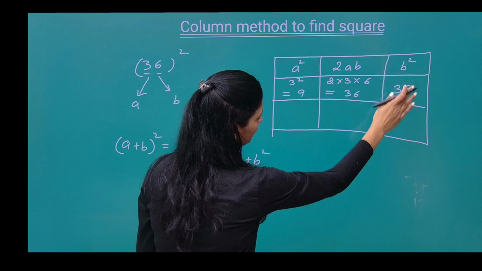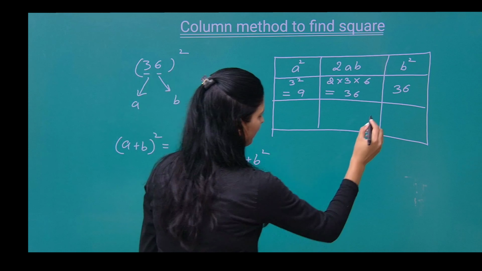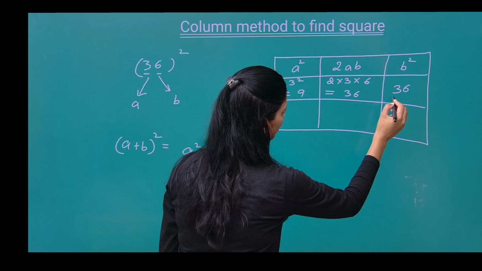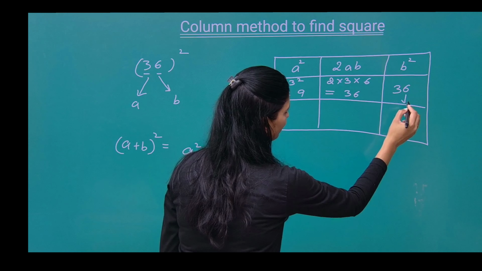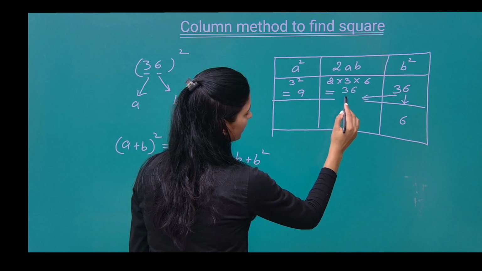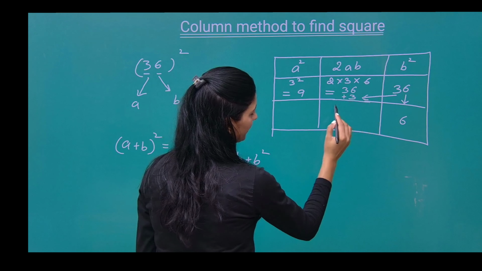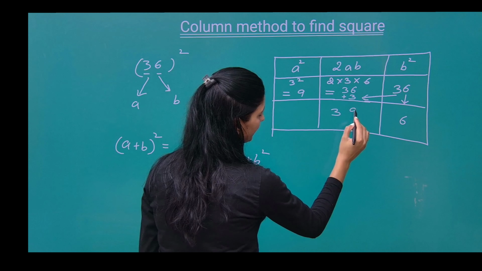Now remember, in this B square and 2AB, we can only have one digit. And the remaining digit will pass on to the next column. So here, 6, we can continue with the 6. And 3 we will pass on to the next column. In the next column, we already have 36. So we will add 3 here. And in the answer, we get 39, right?